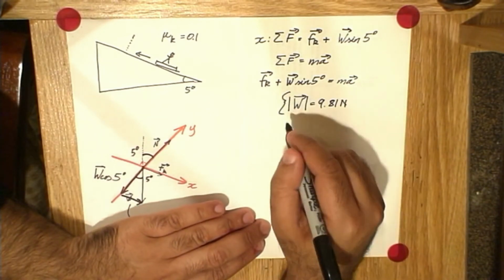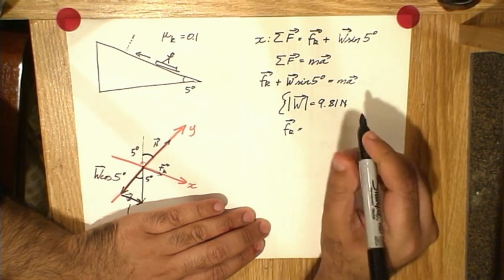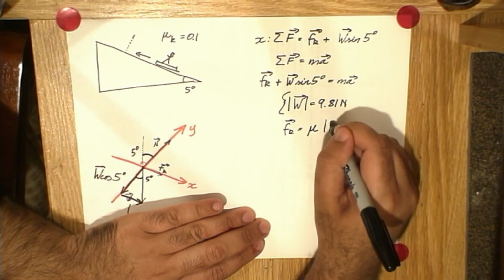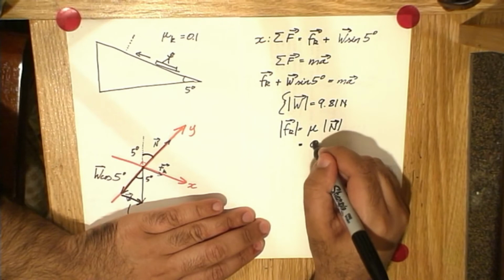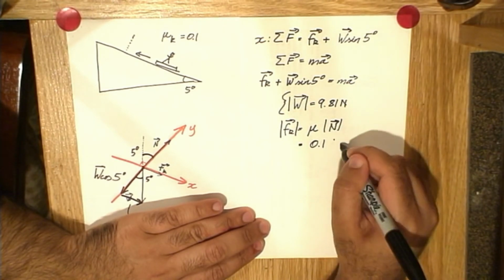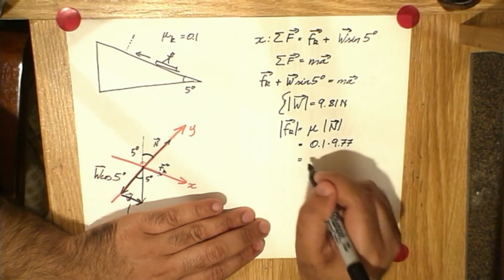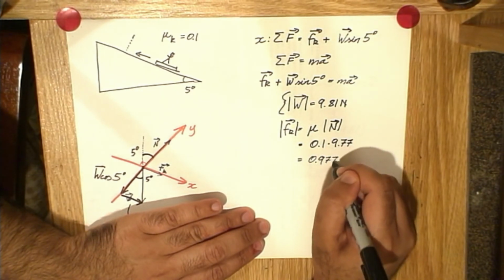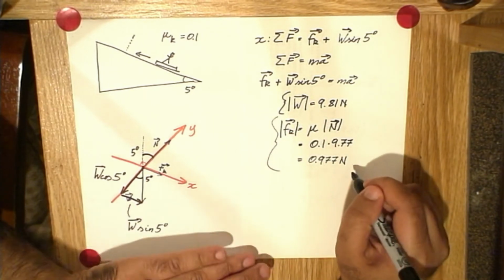So that just leaves the kinetic friction. Kinetic friction is equal to mu times the normal force, which is equal to 0.1 times a normal force of 9.77. 0.1 times 9.77 is going to give us 0.977. So that is the size of the kinetic friction.